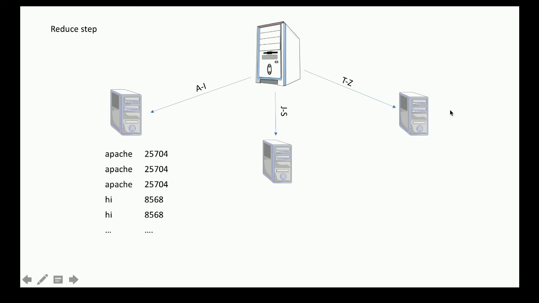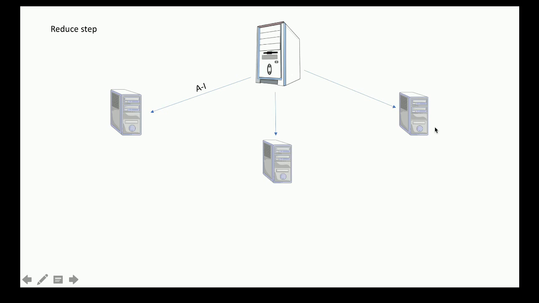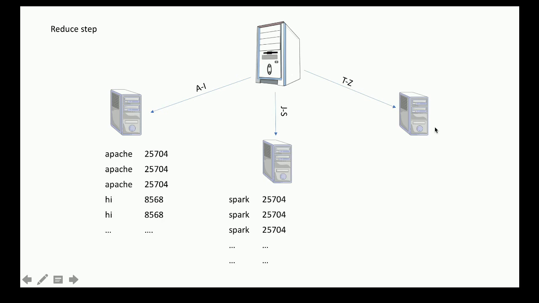So all the Apaches and highs are sent over to this node from these two different worker nodes, which will be sending this Apache and high keyword to this node over here, and Spark will be sent to this node over here, a tutorial will be sent to this node over here, and so on and so forth. And you can see how it has reached over here.